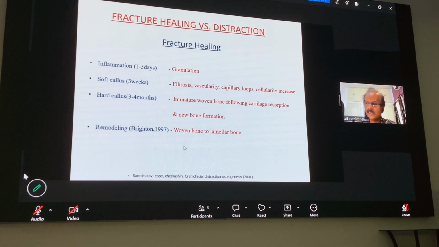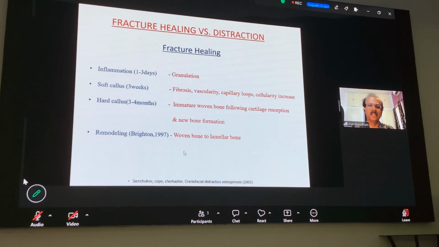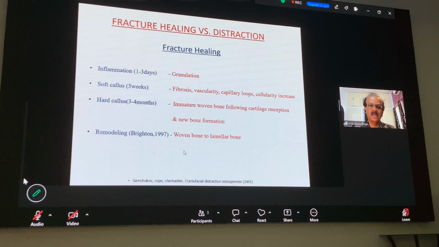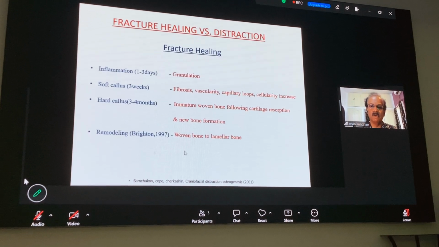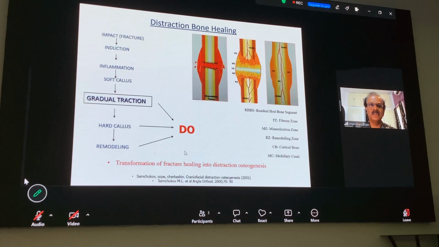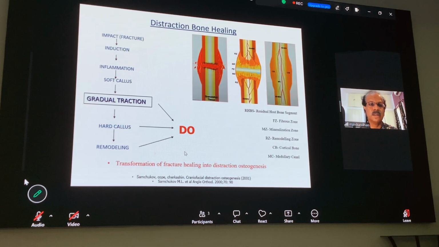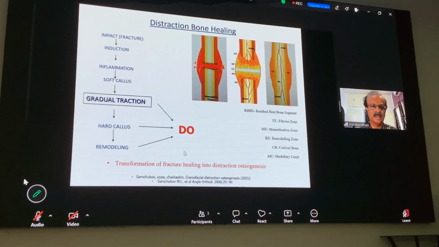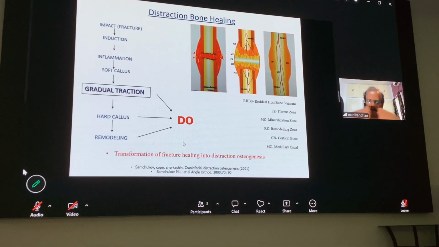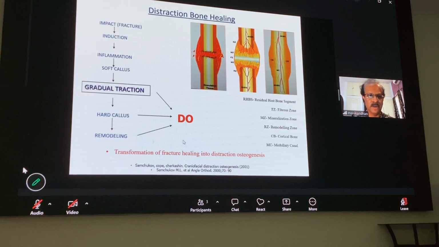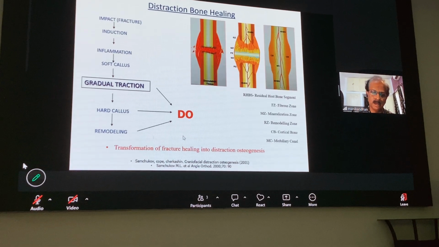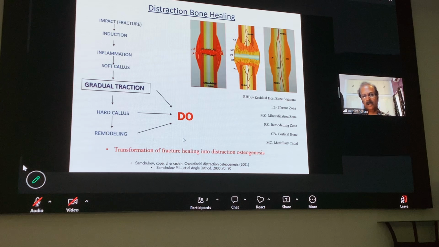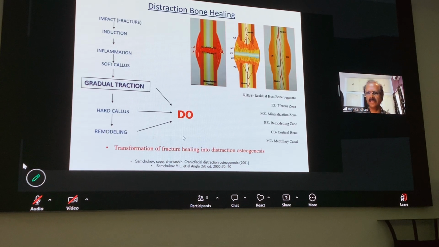Is there a difference between fracture and distraction? Yes, there is a little bit of a difference. Because normally in fracture, granulation tissue forms, fibrosis, then woven bone, then the woven bone to lamellar bone. But in distraction, you are intentionally producing a fracture, a bicortical fracture. Then you are applying a distractor. Then there is a slow pull. So there is inflammation, soft tissue, gradual traction, formation, later hard tissue, then the removal. So there is a little difference between this and that.